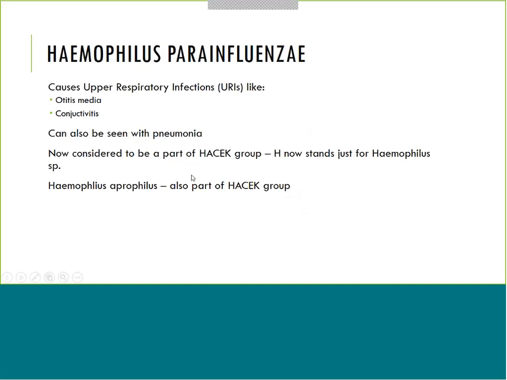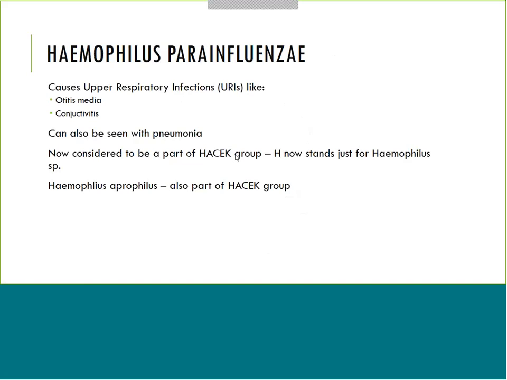Now, there is a group of bacteria called the HACEK group, and these are 5 different organisms, each with those initials, that have been grouped together as they all cause slowly progressive endocarditis, so all about the heart. So I'll say that again. HACEK is a group of bacteria that have been put together because they all cause slowly progressive endocarditis.